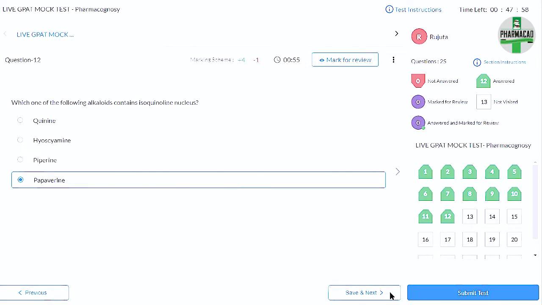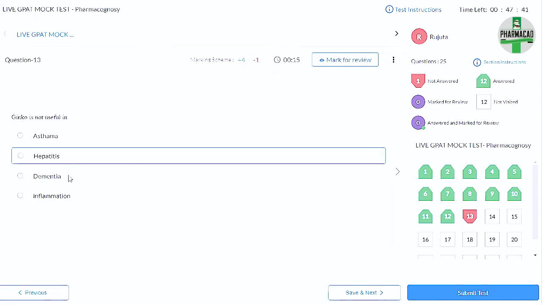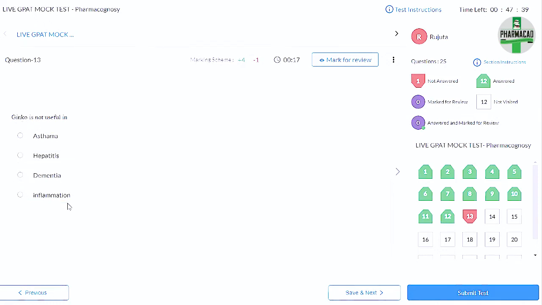This is again a memory type of question. Ginkgo is not useful in which of these conditions? Ginkgo here means Ginkgo biloba. Which of these conditions is it not used in? Anyone knows the answer? I will wait for 10 seconds and then I will explain how you can solve this.